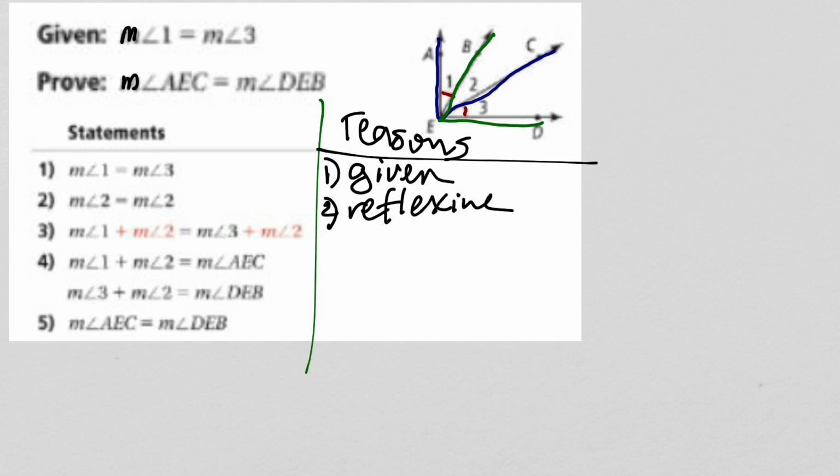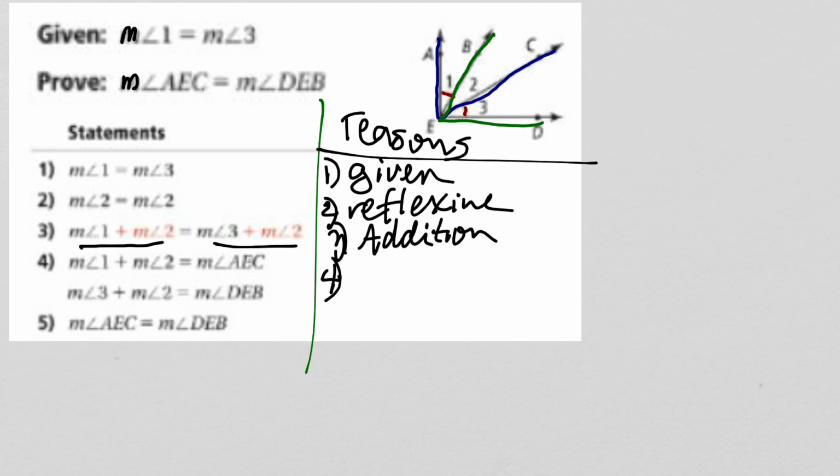Now, let's see what they're doing here. They are taking angle 2 and adding it to angle 1 and also to angle 3. So what property is that? Addition property, right?